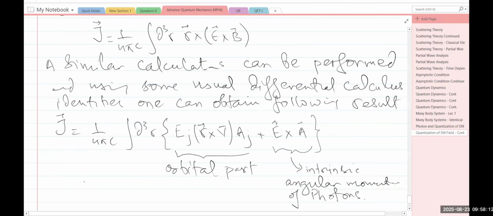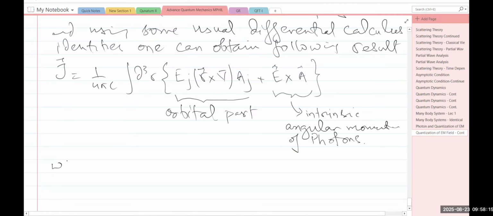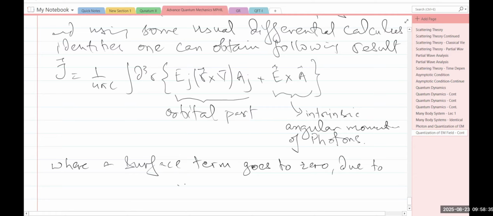So where a surface term goes to zero due to del dot E, the divergence of the electric field, and the divergence of the electric field is zero, because we are talking about a free field. So if we are talking about a free field, the surface term would be zero.